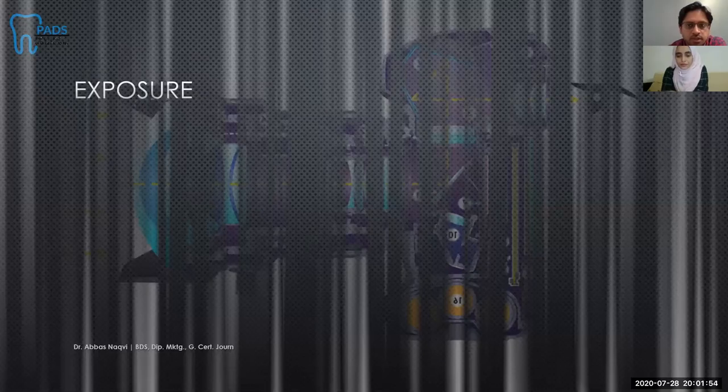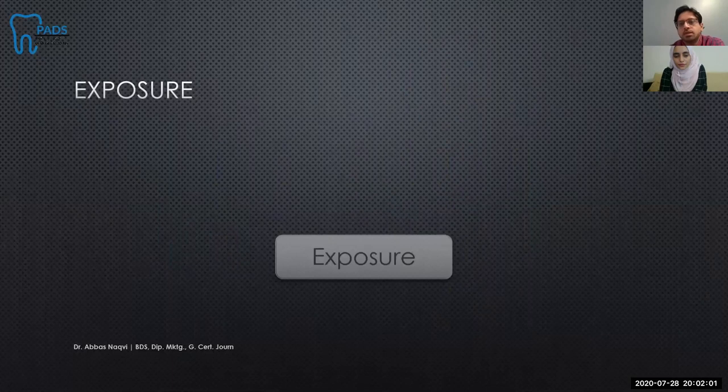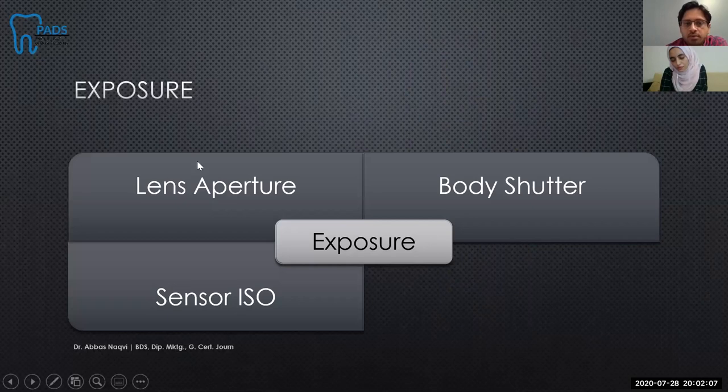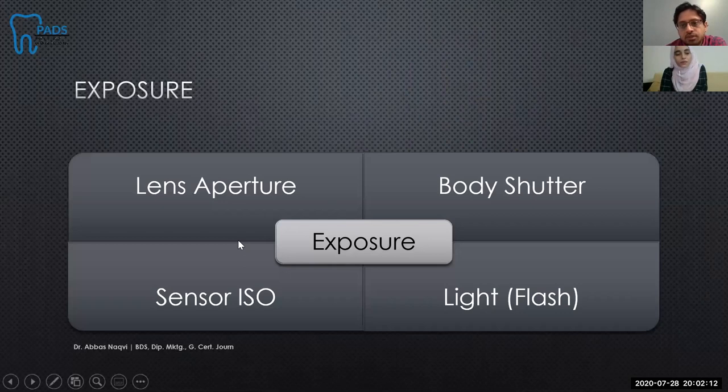So exposure basically comprises the lens aperture, the shutter, which is in the body, the sensor, and the amount of light. So these elements give you the net exposure. You can have different combinations that can give you the same exposure. You can have a very wide aperture and a very fast shutter speed, and the opposite, a very narrow aperture and a slow shutter speed, that will give you the same exposure. But both photos will look very different because of the individual influence of these components on the image.